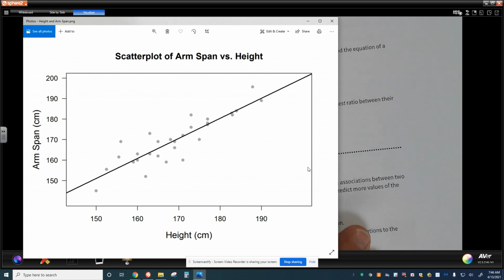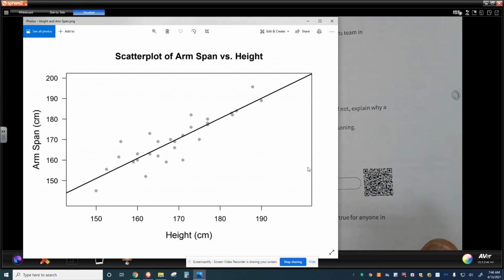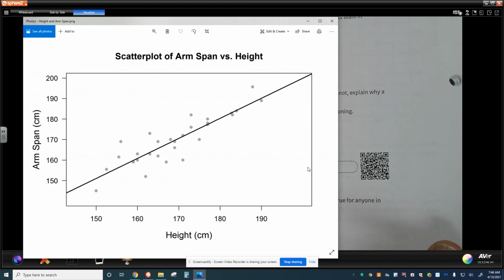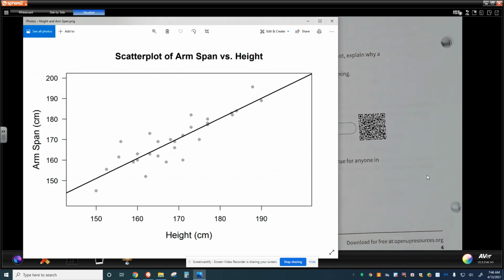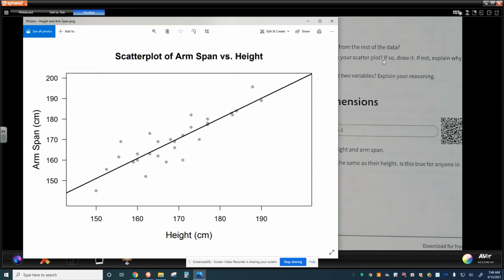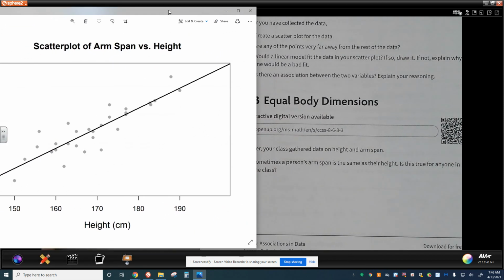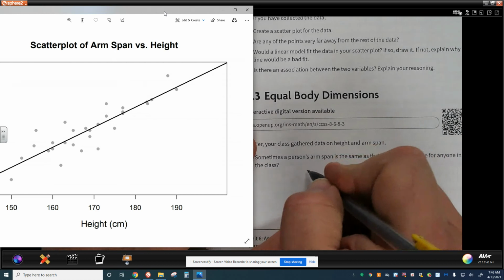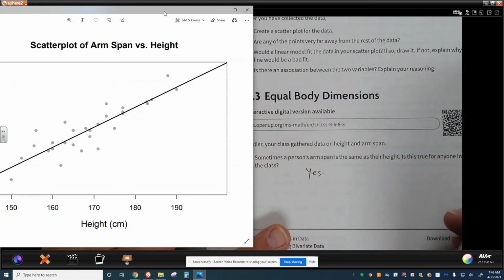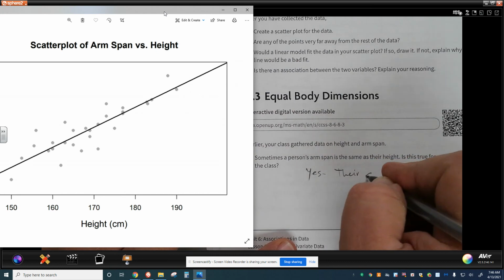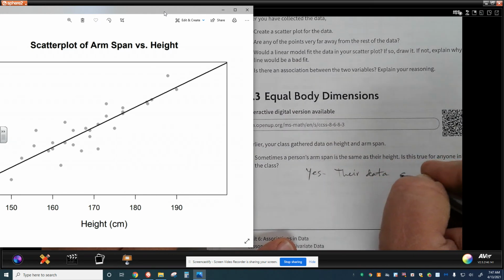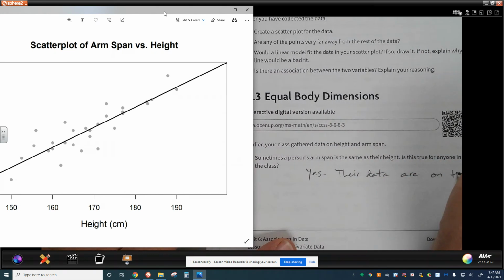Is there anybody that this information is true for? We can absolutely say yes. So let me see if we can do this. I'm going to bring this over here. We say yes, there is. And we see that those people, their data are on the line of fit.